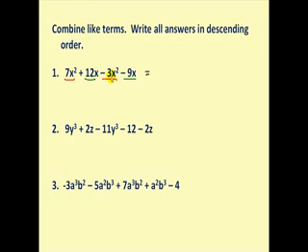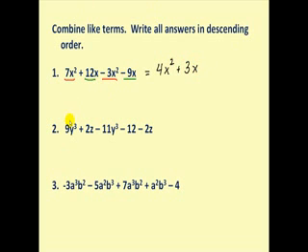So 7x squared minus 3x squared would be 4x squared because 7 minus 3 is 4, with the variable part staying the same. And the x term would be 12x minus 9x. Well, 12 minus 9 would give us 3, so plus 3x.